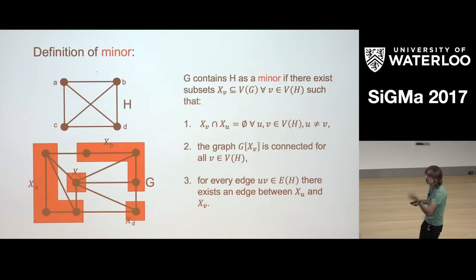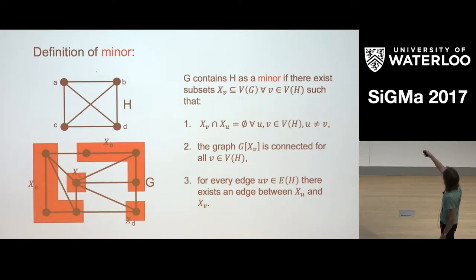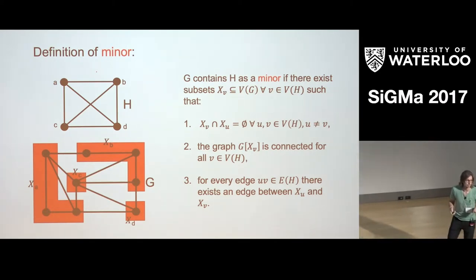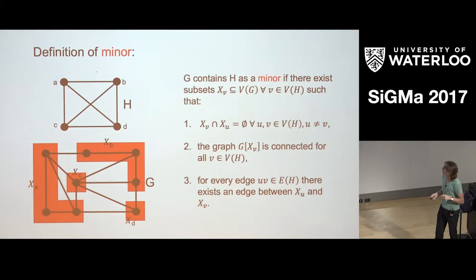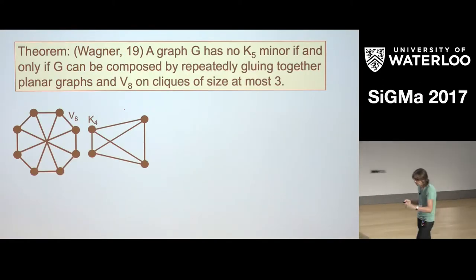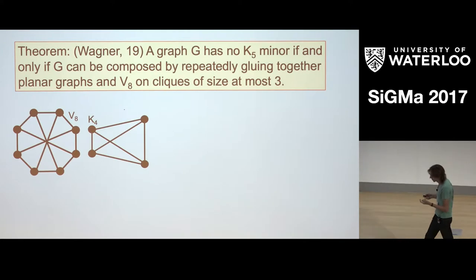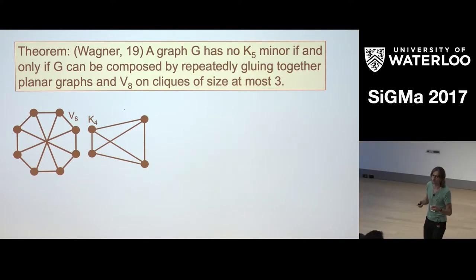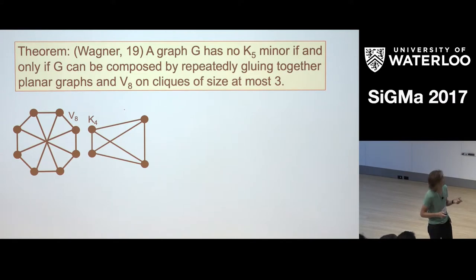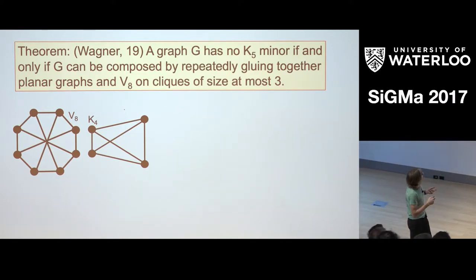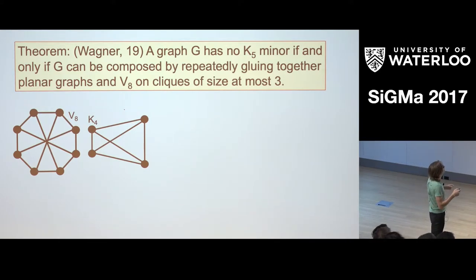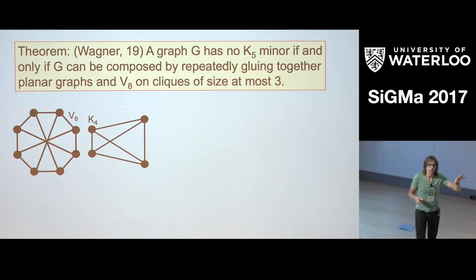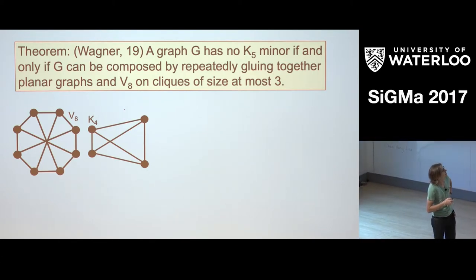So thinking again about contraction and deletion, for each of these connected graphs, I could just contract that connected graph to a single vertex and delete any unnecessary edges, and I'm left just with the graph H. So Wagner turned around Kuratowski's theorem, and you can use it to give an exact characterization of the graphs which exclude K5 as a minor. I have no K5 minor if and only if G can be composed by repeatedly gluing together planar graphs and V8. That is, I take planar graphs and then one specific graph V8, and I'm gluing together now on cliques of size at most 3.